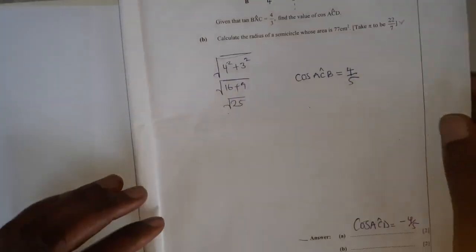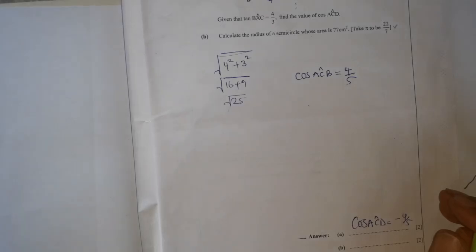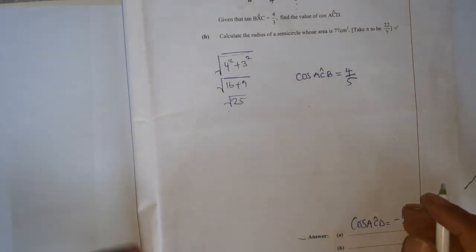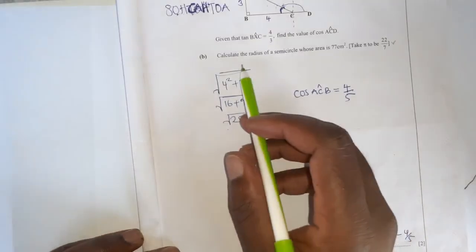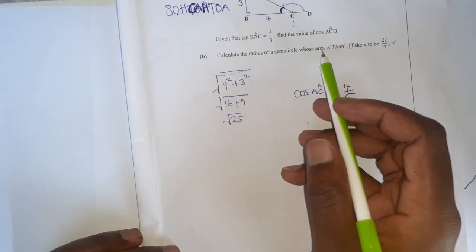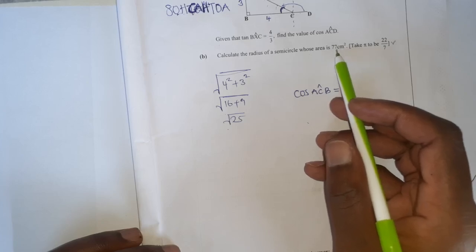Then we go to question B. Look at what we are supposed to find there. Question B, what are we supposed to find? We are saying calculate the radius of a semicircle whose area is given. Calculate the radius of a semicircle.